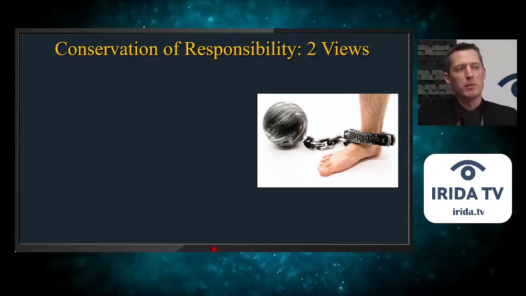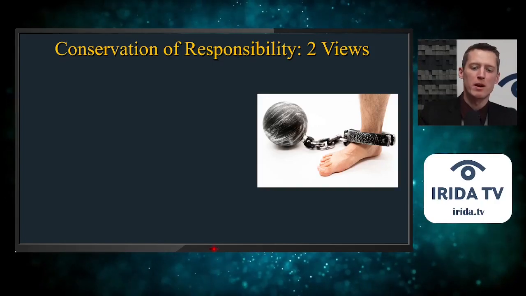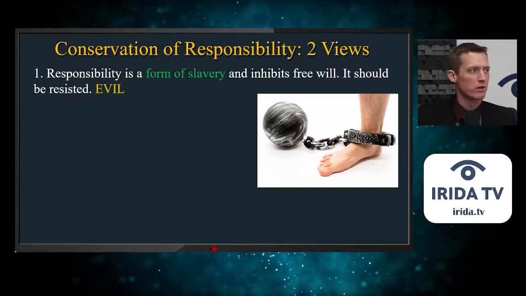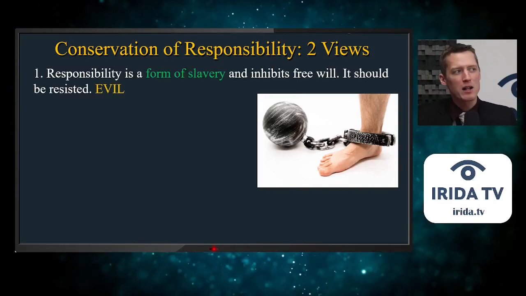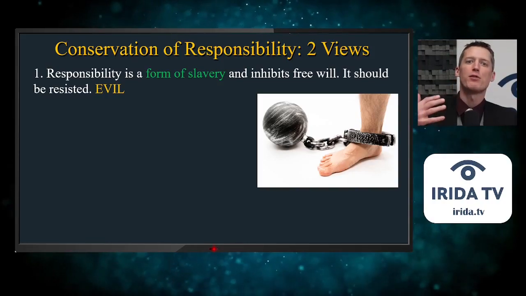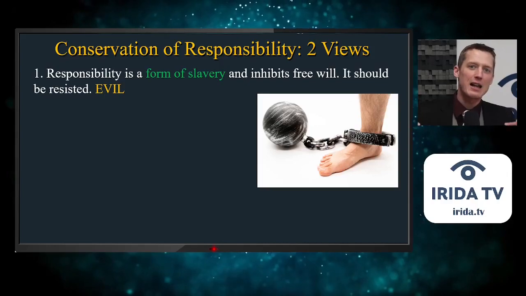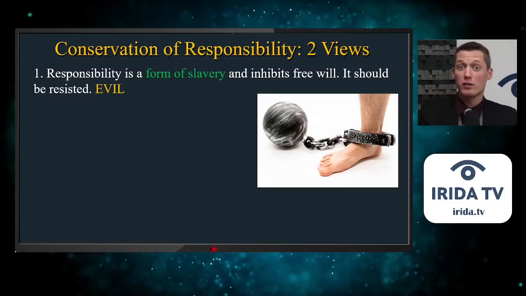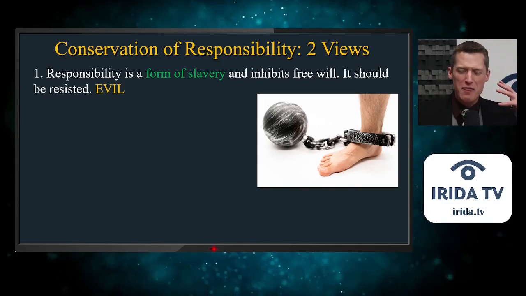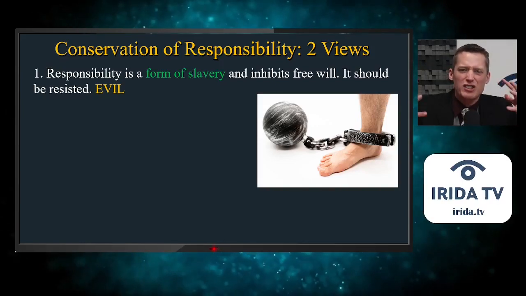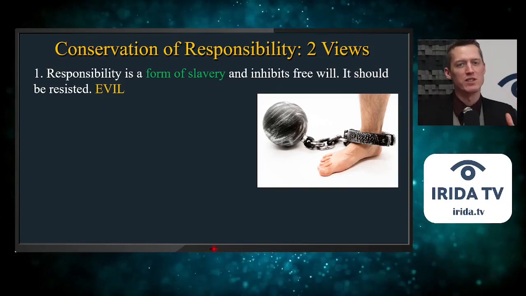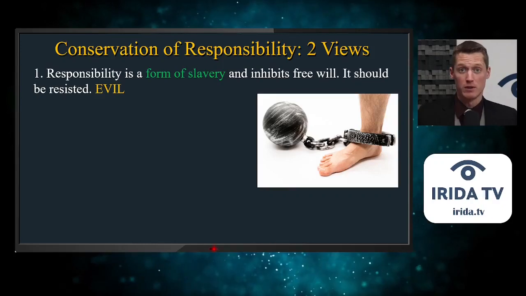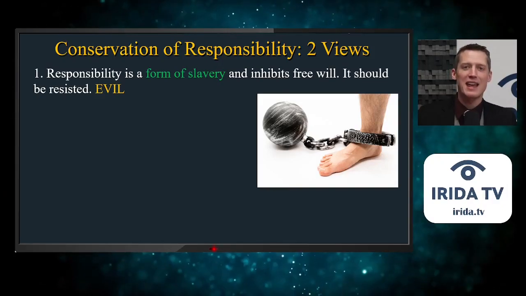So with the conservation of responsibility, the idea that you cannot remove yourself from your own responsibility, there's 2 ways to look at this. There's 2 ways to interpret this reality of the universe. The first is that the responsibility is a form of slavery and it inhibits free will. The fact that I am responsible for my actions and I could face negative consequences for doing certain things, that's something that's holding me back. That's like a slavery condition of the universe, and that should be resisted. An easy way to refer to this is called evil. Somebody who does that is evil, or someone who believes in that and acts on it is evil.